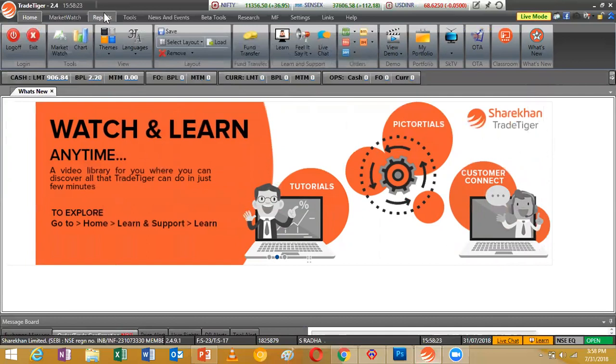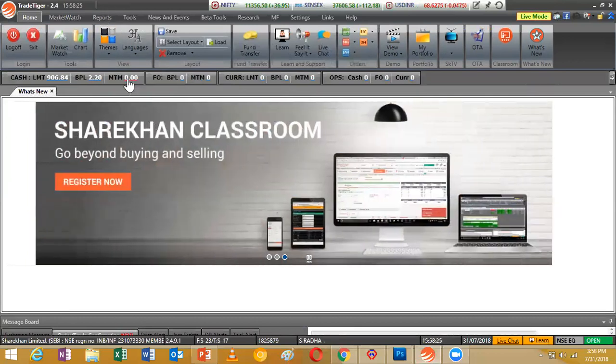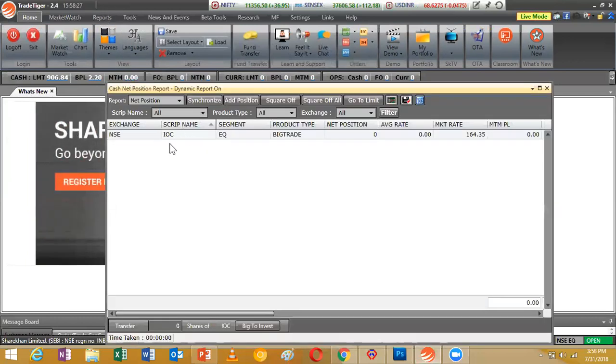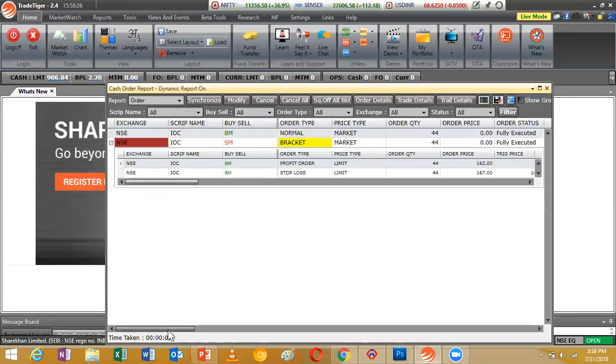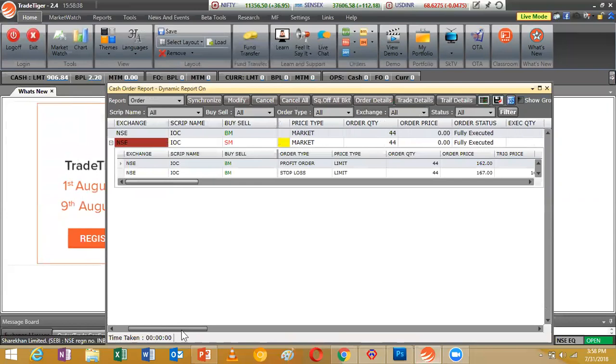So let's click on it. Whatever trade we took, in that same trade we have taken this IOC. 164 was the market rate during the closing. And this also we booked a profit of just 2 rupees or something. This is a small account compared to the earlier one.